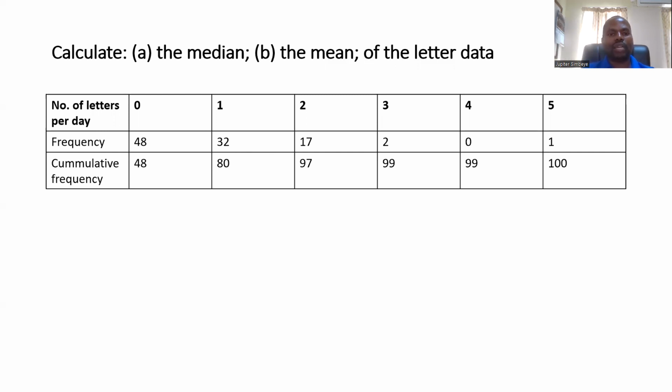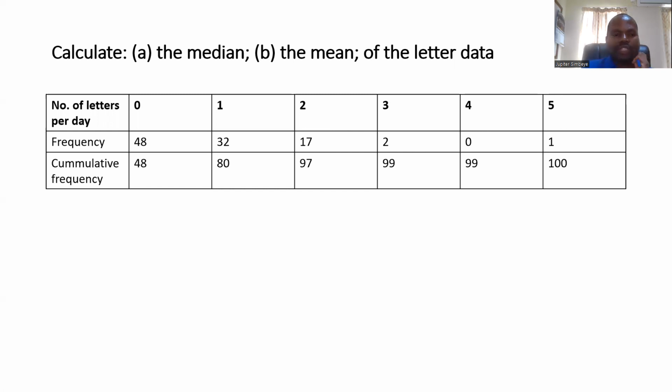Then when you start at 81, you start putting 2s. So from 81 up to 97, you have 2s. Then 98, 99, you have 3s. And then you have no 4s. Then the last one, number 100, is a 5. So you have put them in a row.